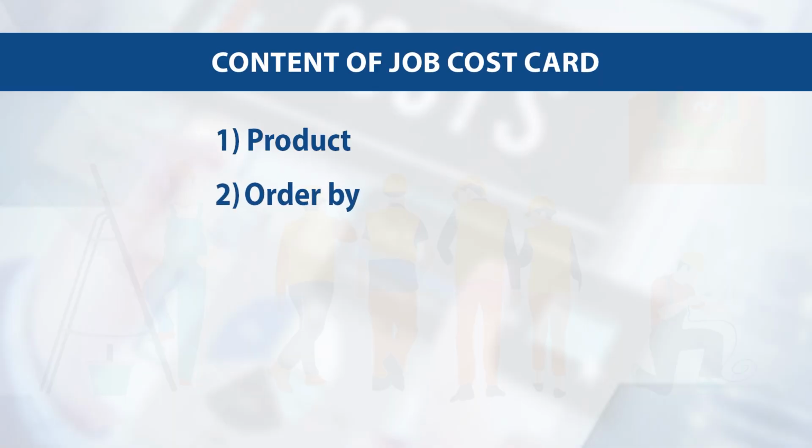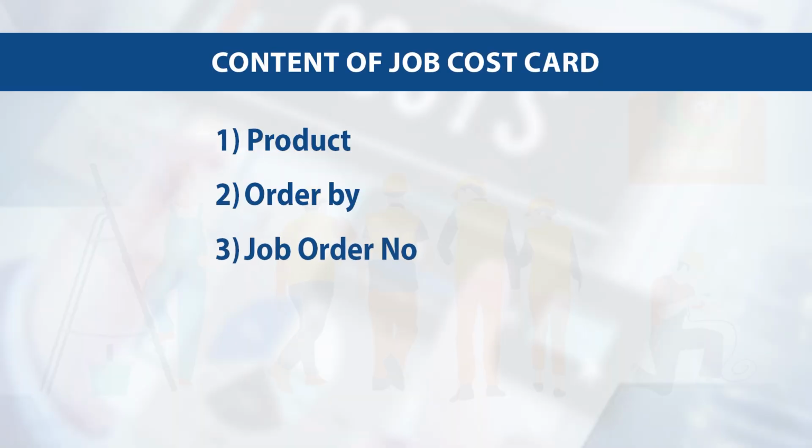Second, order by. It is concerned with the details about the customer, and in case of required clarification, immediate contact can be established with the customer. Each order and job is different. For clear identification of the customer, their name is quoted in the job card. Further, for the accounts section, the name of the customer is very essential for collection of bill payment.